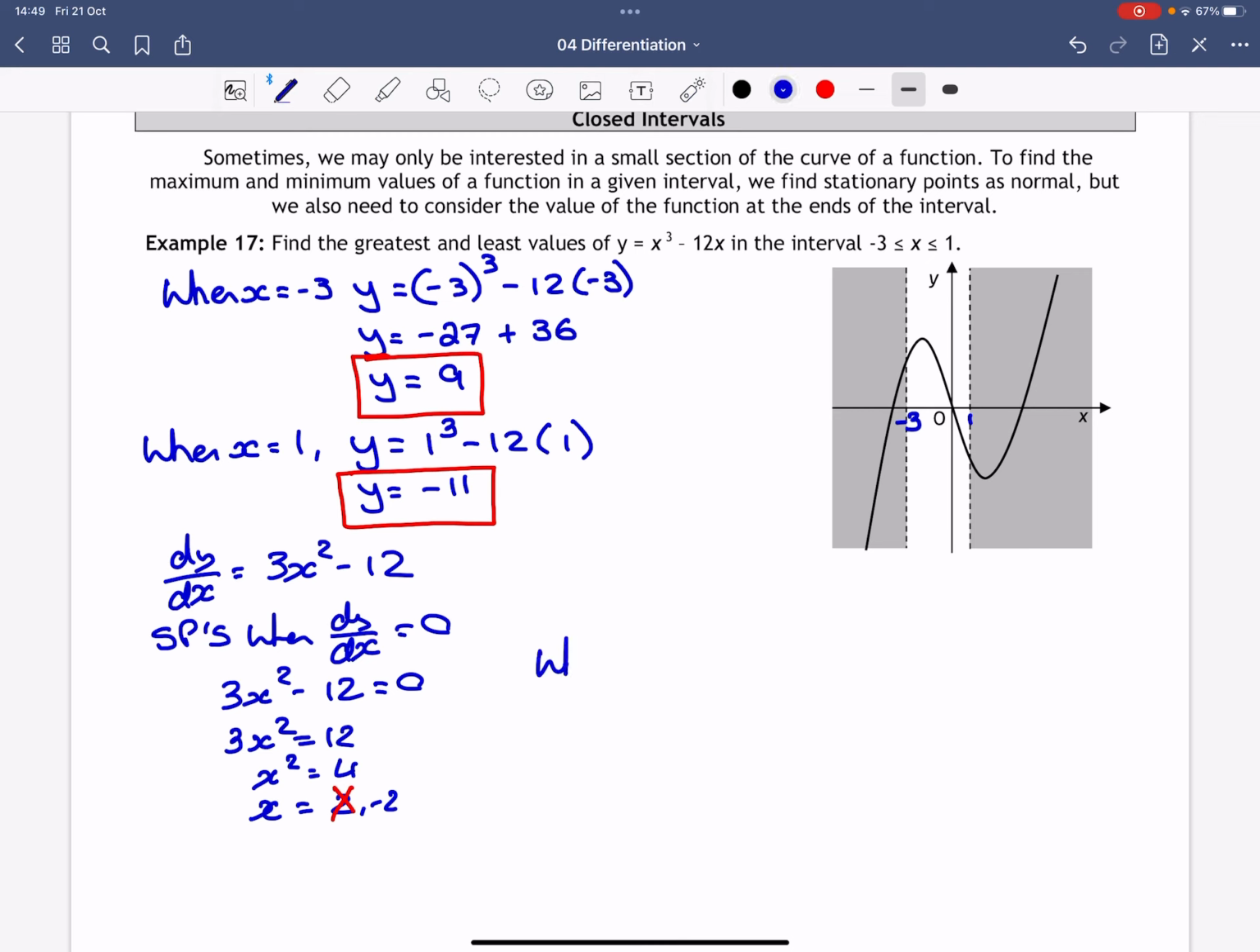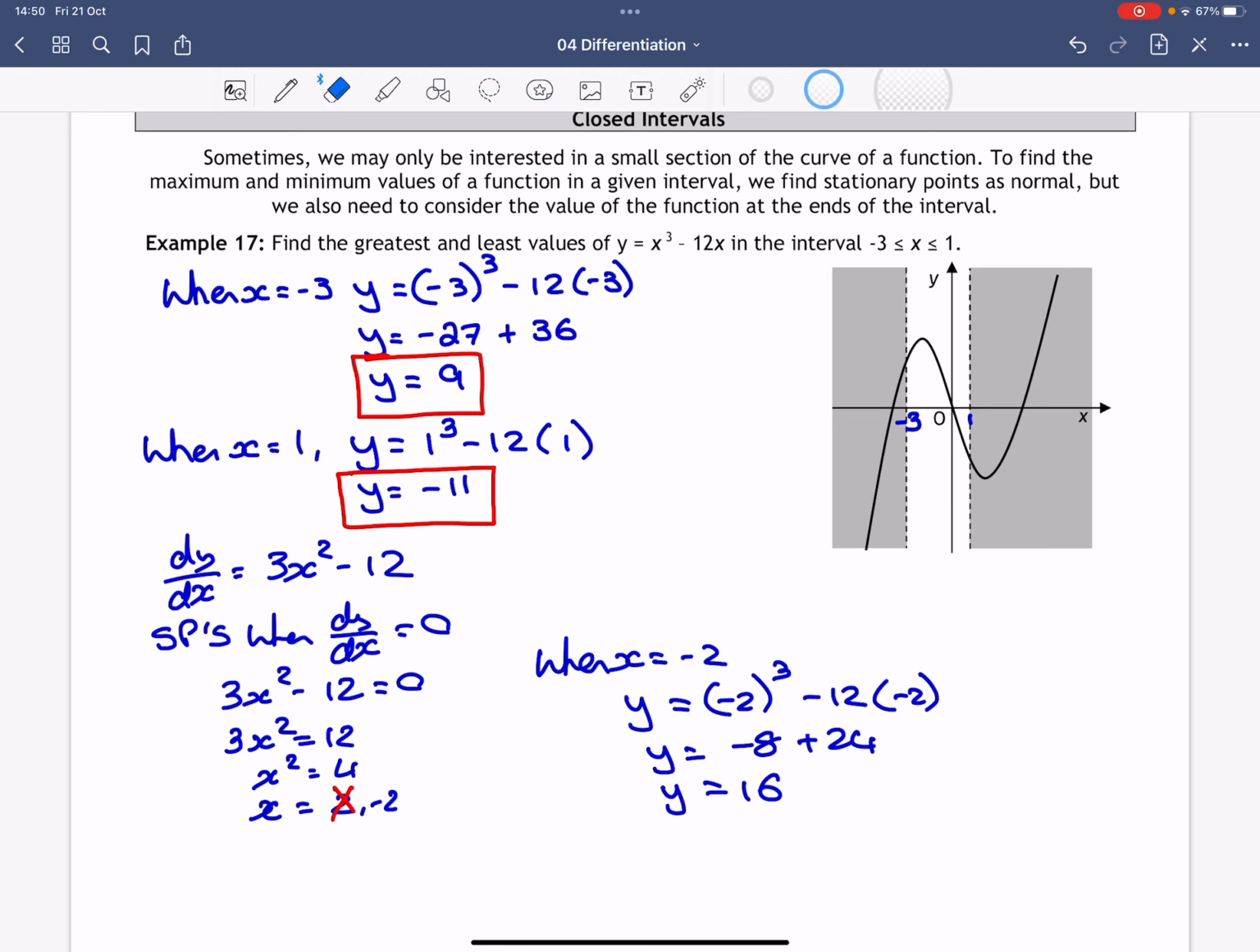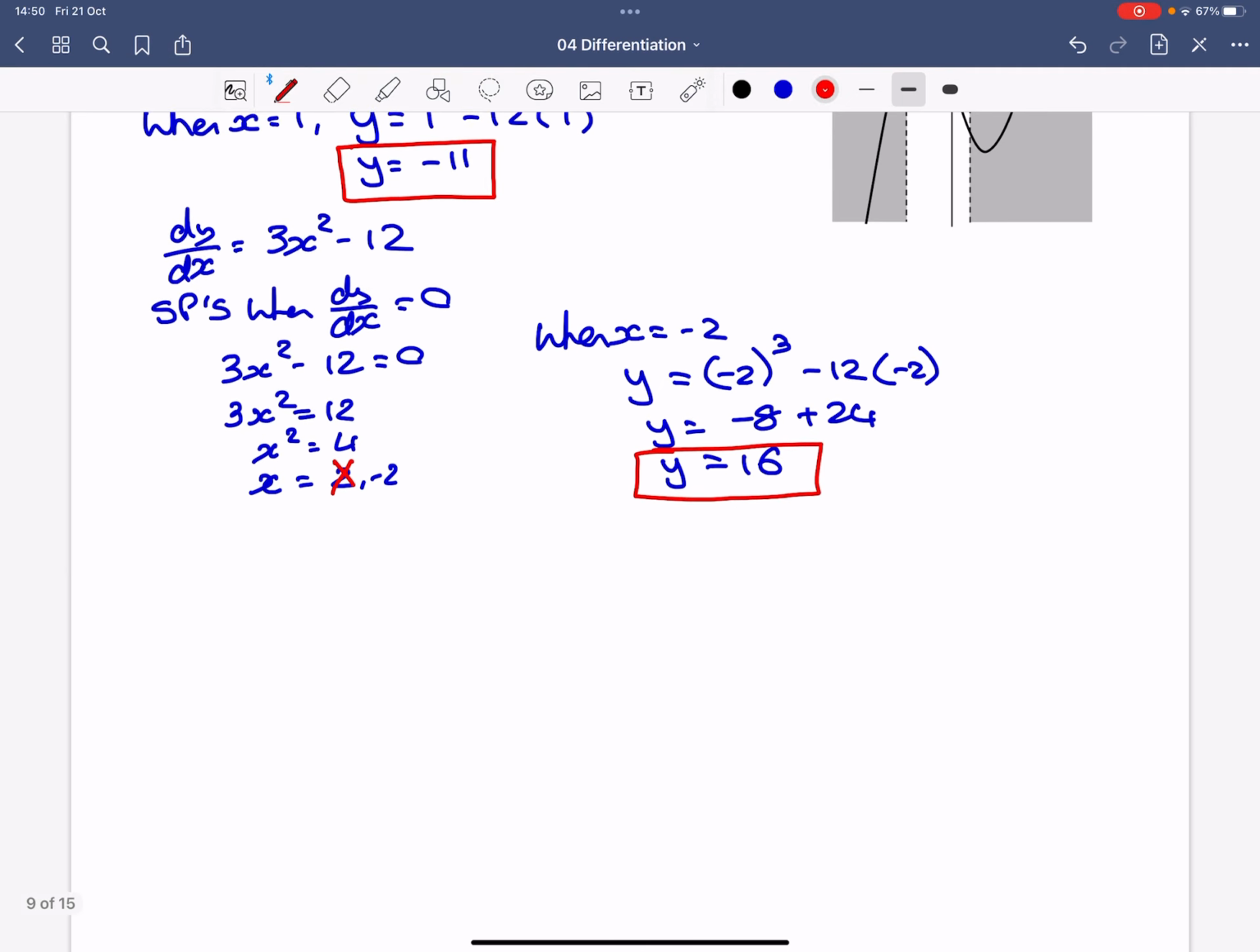So when x is equal to minus 2, sub that into the original equation, y is equal to minus 2 cubed minus 12 times minus 2. So that's going to give me minus 8 plus 24. So y has to be 16. Okay, so I've got all my y values now.